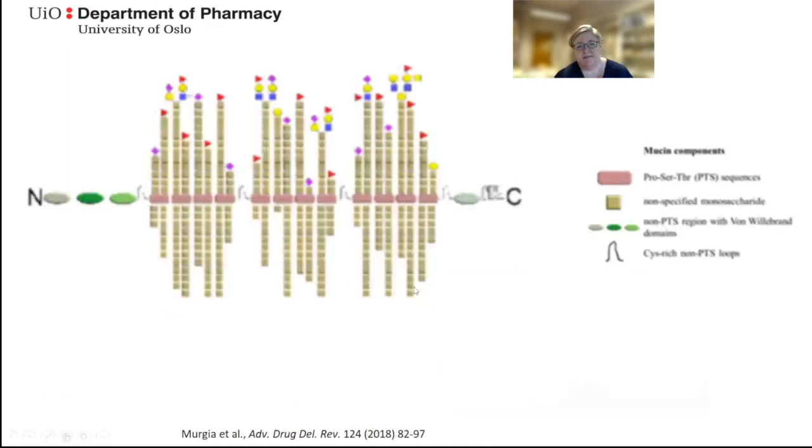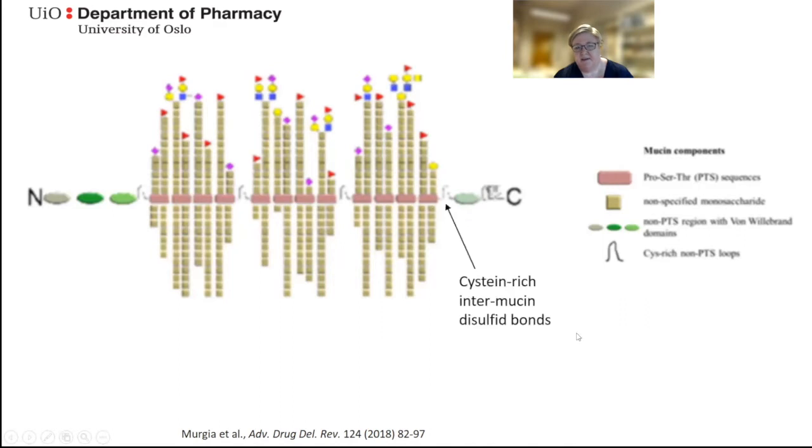And I mentioned that they have a backbone. Oh, this figure is a bit blurry, but it has a protein backbone, and the sequence of proline, serine, and threonine is central, and they are marked here in the pink. They are also where the glycosylation is happening.